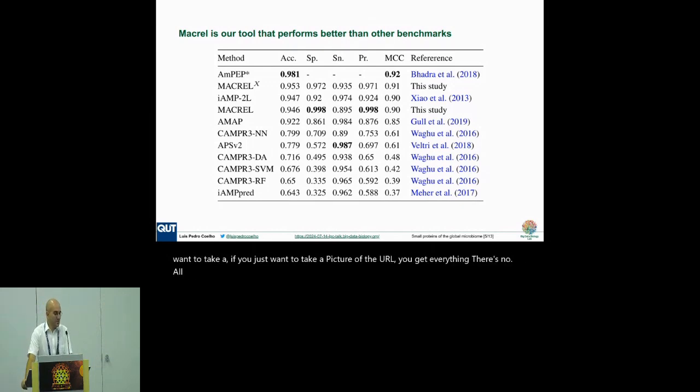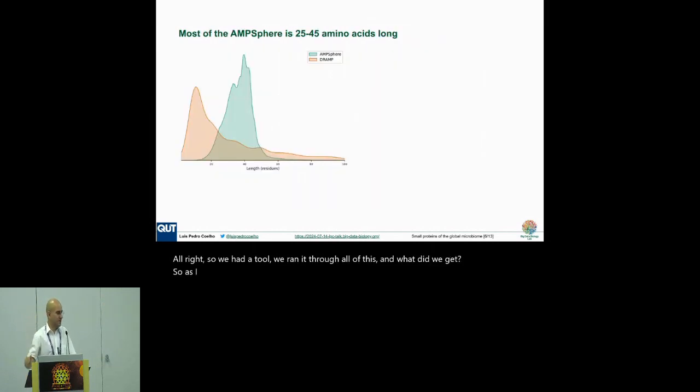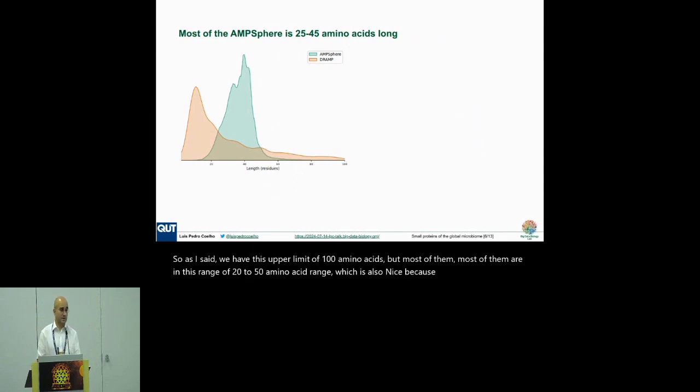All right. So we had a tool. We ran it through all of this, and what did we get? So as I said, we have this upper limit of 100 amino acids, but most of them are in the range of 20 to 50 amino acids, which is also nice because it means we can synthesize them.